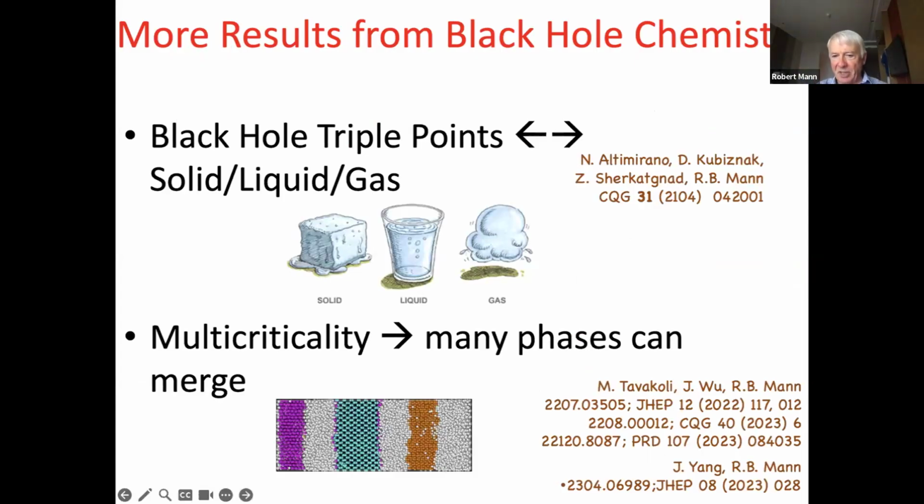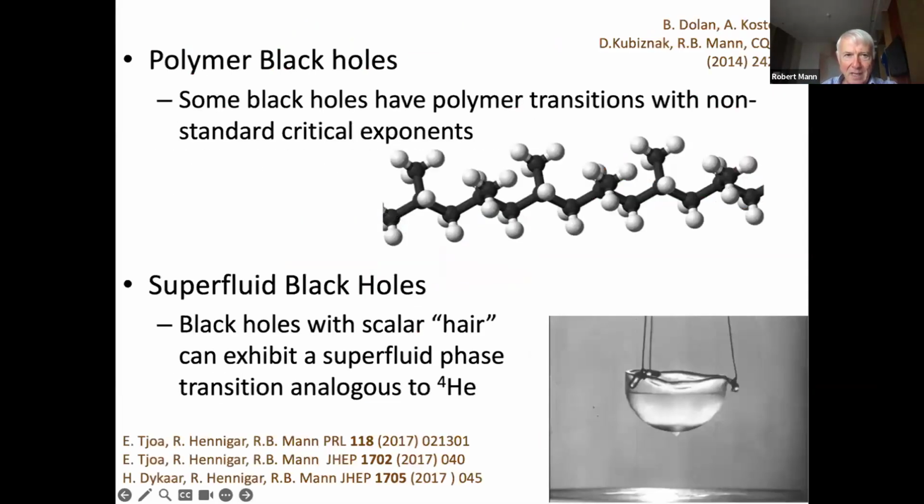And more recently, in the last few years in these papers, we found that black holes can exhibit multiple phases and multi-critical behavior where many phases can merge. Here's an example of multiple phases for a colloid, and it's been shown that certain colloids and polymers can have not just triple points, but quadruple points and quintuple points.